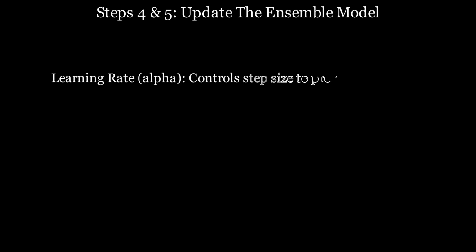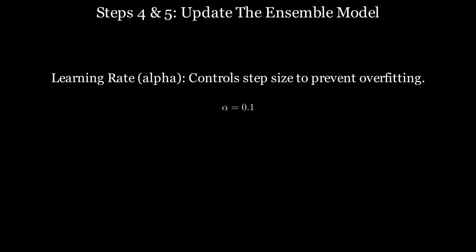Now we update our main model. We don't just add the full correction from the new tree. Instead, we take a small, cautious step. This is controlled by a parameter called the learning rate, often denoted by alpha or eta. A smaller learning rate, like 0.1, makes the model learn more slowly, but often results in better overall performance.